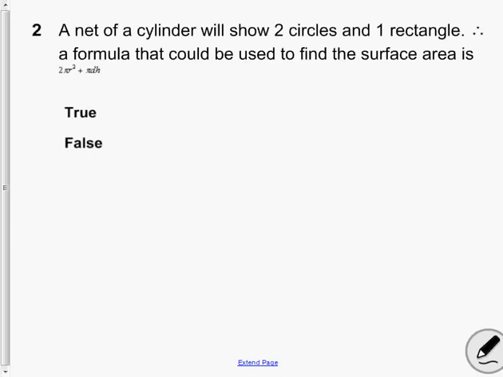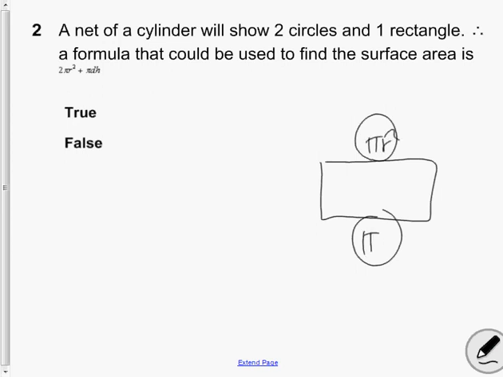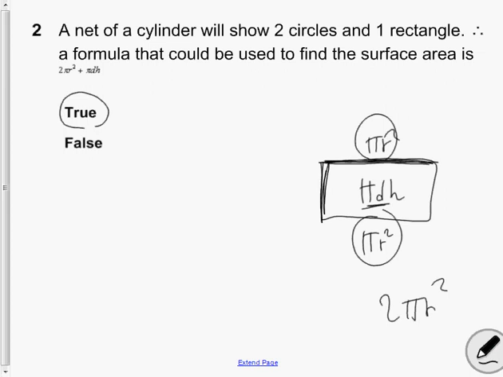Question 2. The net of a cylinder will show 2 circles and a rectangle, and therefore a formula that can be used to find the surface area would be 2 pi r squared plus pi d h. This is a true statement because a circle is pi r squared, so the coefficient of 2 simply means there are 2 circles. Pi d is really the circumference of this circle. So this length here is circumference. This is height, so instead of length times width, pi d times h is a suitable formula for that rectangle.